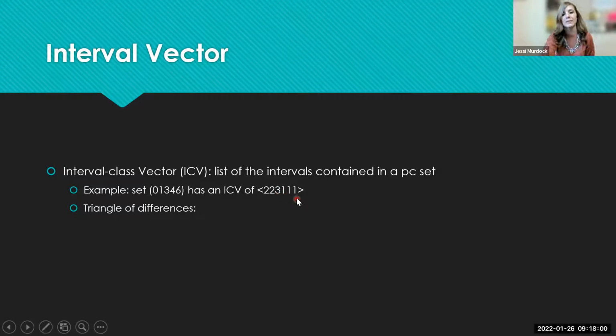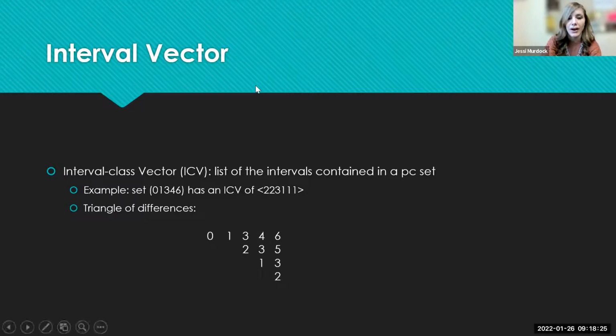Remember those interval classes are considering both the upwards interval and its inversion. So a minor second is the same thing as a major 7th, and a perfect 4th is the same thing as a perfect 5th if you inverted it. To figure this out, we use a triangle of differences.